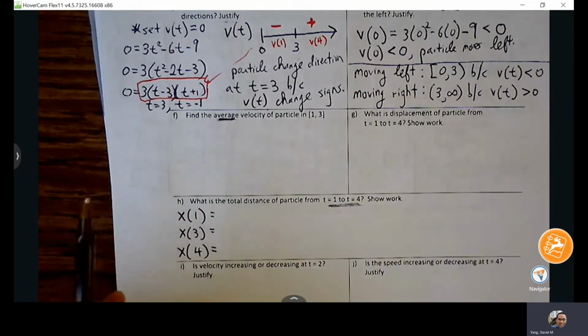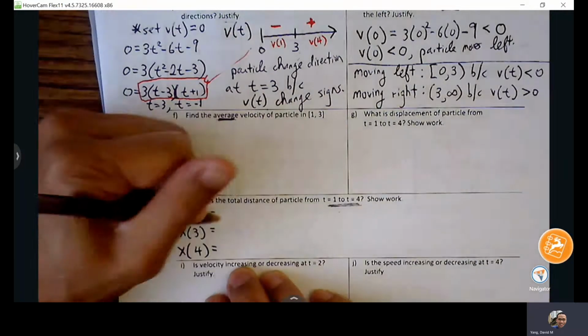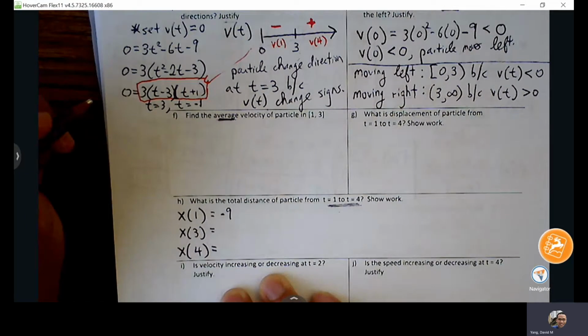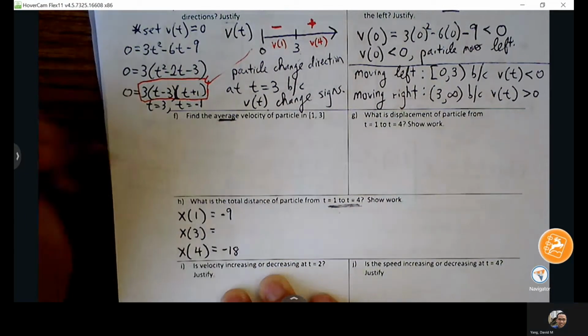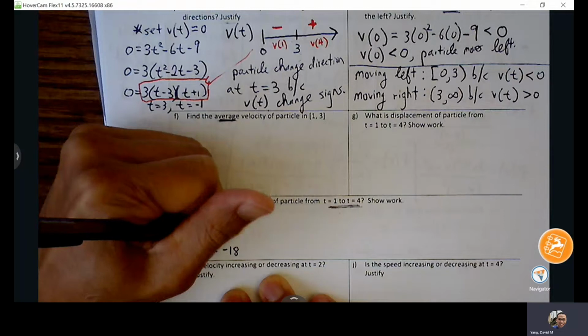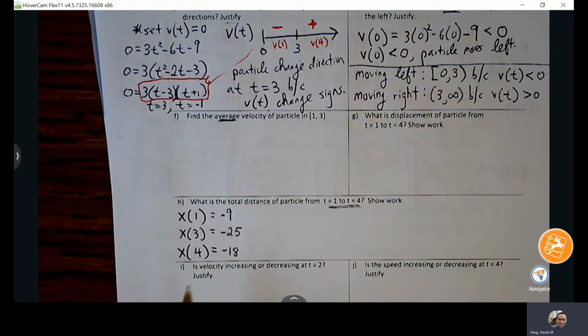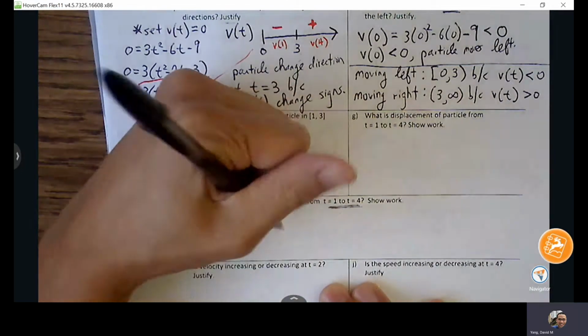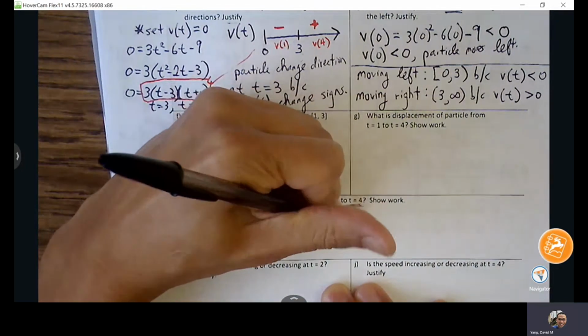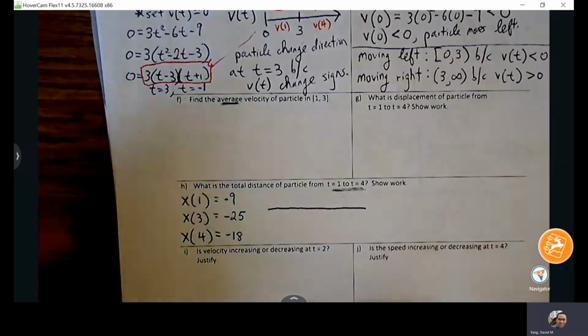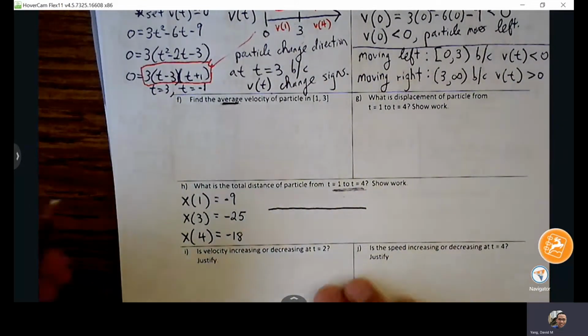So just like before, we can gather information from x of 1 and x of 4. X of 1 is negative 9. X of 4 is negative 18. X of 3 is negative 25. So what this is telling us is that he's starting at negative 9, he's going to negative 25, and he's going back to negative 18. So something that may help, if this feels abstract to you, go ahead and put these numbers on a number line and convince yourself how much movement this object is going to make.